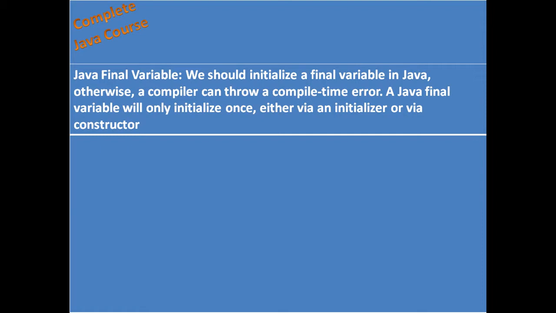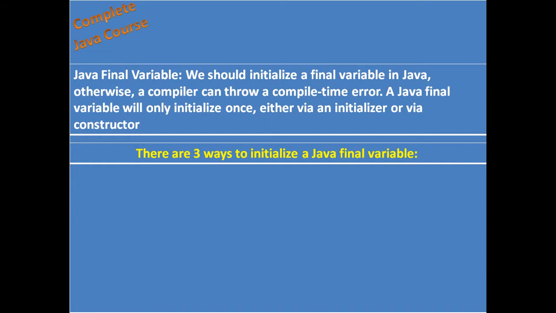You can initialize a final variable within the constructor or within the instance initializer block. And a final variable can be initialized only once. If you try to initialize a final variable again, it will throw an error.